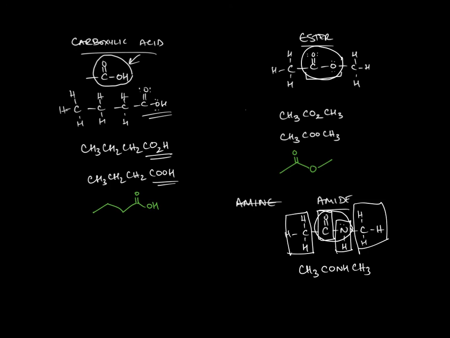The way to do the line angle structure will look a lot like the one above. We have a carbon, and then a C double bond O. Then we have an NH, followed by another carbon. So that would be how you do that.